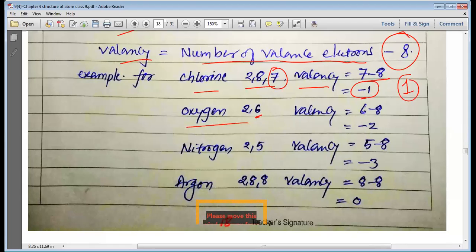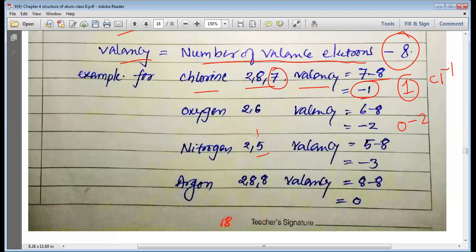Same way, when we look into oxygen, oxygen has the electronic configuration 2, 6. From this, my dear students, we can easily understand that oxygen has 6 valence electrons, which is more than 4, and that is why we can calculate the valency of oxygen as 6 minus 8, which is minus 2. So the valency of oxygen is 2, but the minus sign represents that oxygen will make a negative ion, and generally oxygen makes the O minus 2 ion, or chlorine will make the Cl minus 1 ion.